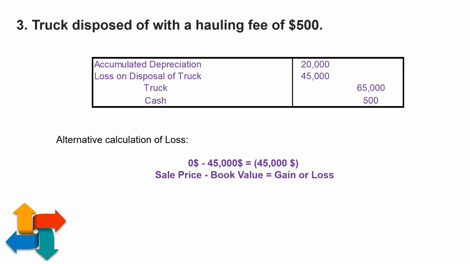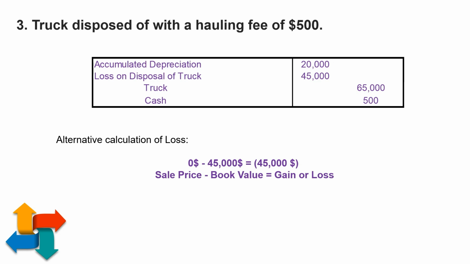How would we account for this transaction? There is no cash coming in. In fact, we have cash going out, so we're going to have to credit cash for $500 to get rid of this thing, to dispose of it. Since we're disposing of it and no longer own this truck, we must get the book value of the truck off of our books by crediting the truck for $65,000 at original capitalized cost, and its associated depreciation needs to be debited, accumulated depreciation for $20,000.